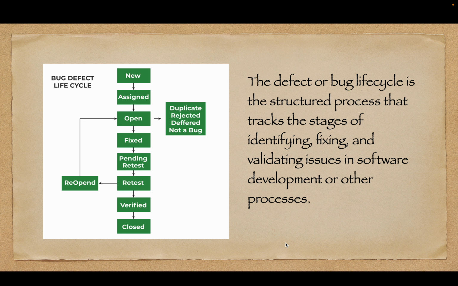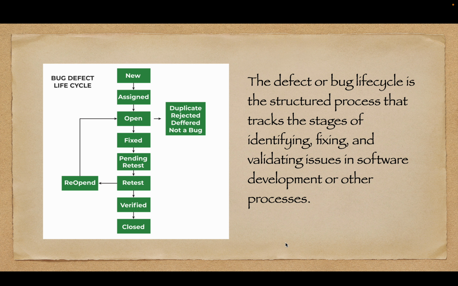So what are the statuses of the defect? We'll start from the status new. Defect status or bug status is the current state the defect is going through. The number of states the defect goes through varies from project to project. This is the diagram where we can see the first status, new.